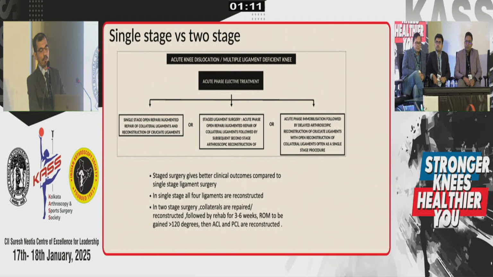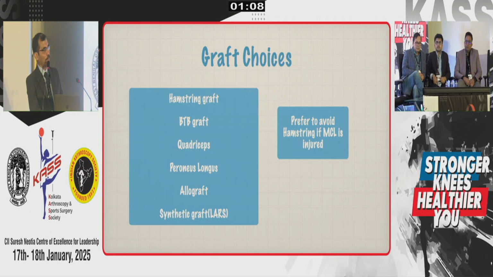Otherwise, two stage is also very well acceptable. Graft choice: allograft, if we have it, is useful, but in India we don't have the allograft option very easily, so we have to use autograft only.